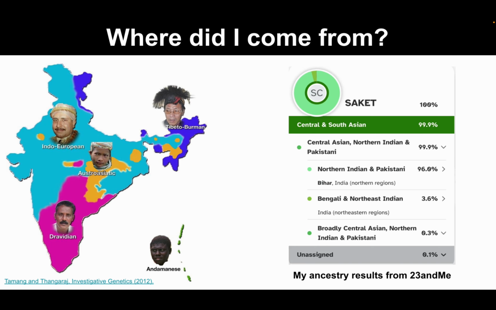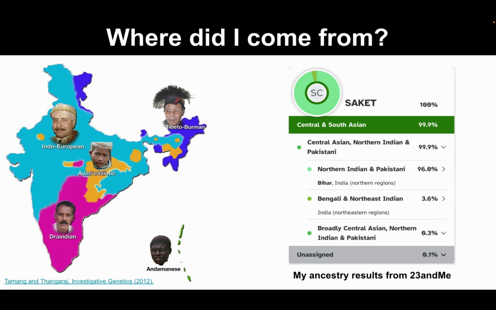This is taken from my genetic profile testing done 11 years ago now, which told me that I'm Central Asian, Northern Indian, and Pakistani. Some of that is true. I have a North Indian and Pakistani origin, Bihar, which is correct. I could also share some ancestry with Bengali and Northeast Indians, but I'm broadly Central Asian, North Indian, and Pakistani. Right. This is done by this company called 23andMe, which almost went bankrupt, and I think it's now trying to get revived and so on.